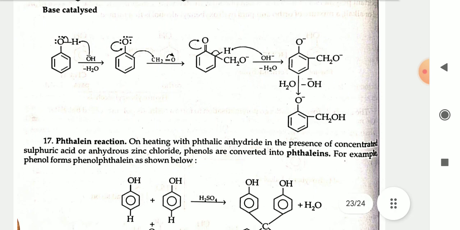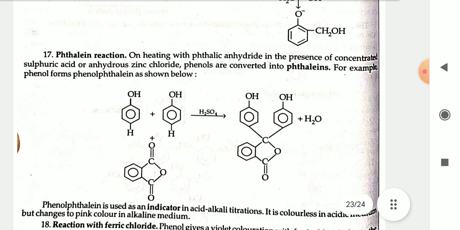17. Phthalein reaction. On heating with phthalic anhydride in the presence of concentrated sulfuric acid or anhydrous zinc chloride, phenols are converted into phthaleins. For example, phenol forms phenolphthalein as shown in the figure. 2 moles of phenol mixed with phthalic anhydride give phenolphthalein. Phenolphthalein is used as an indicator in acid-alkali titration. It is colorless in acidic medium but changes to pink color in alkaline medium.